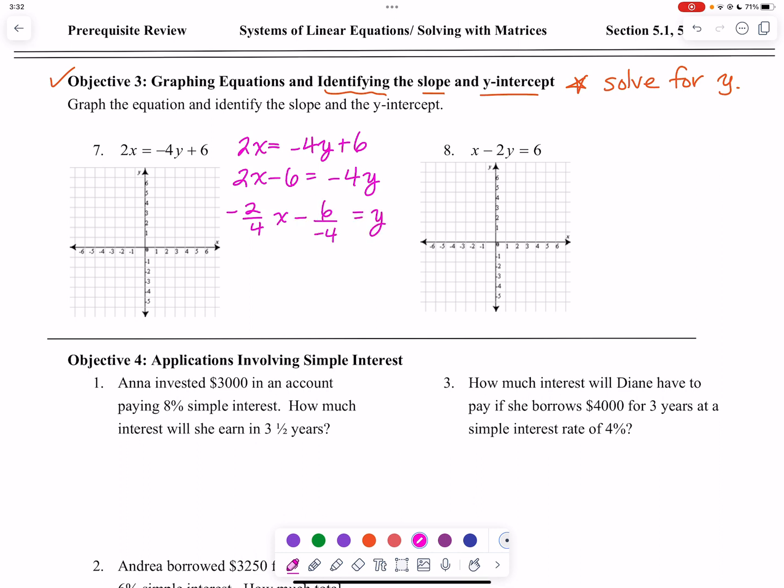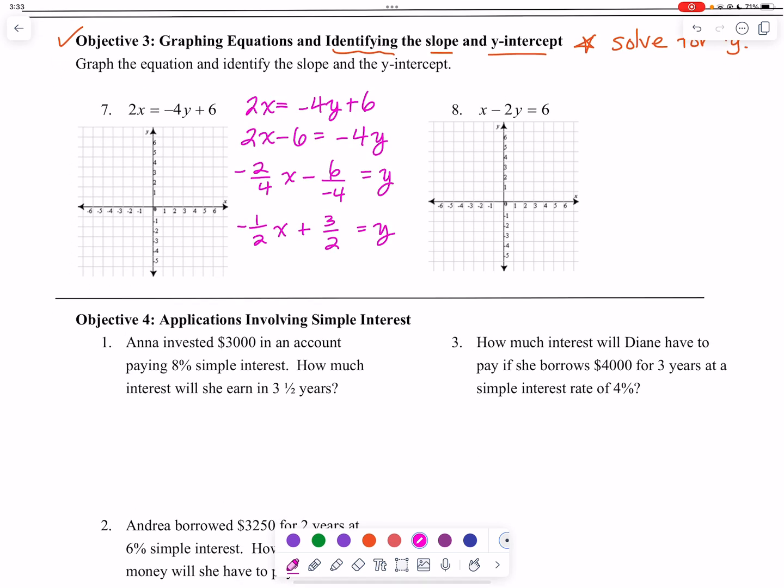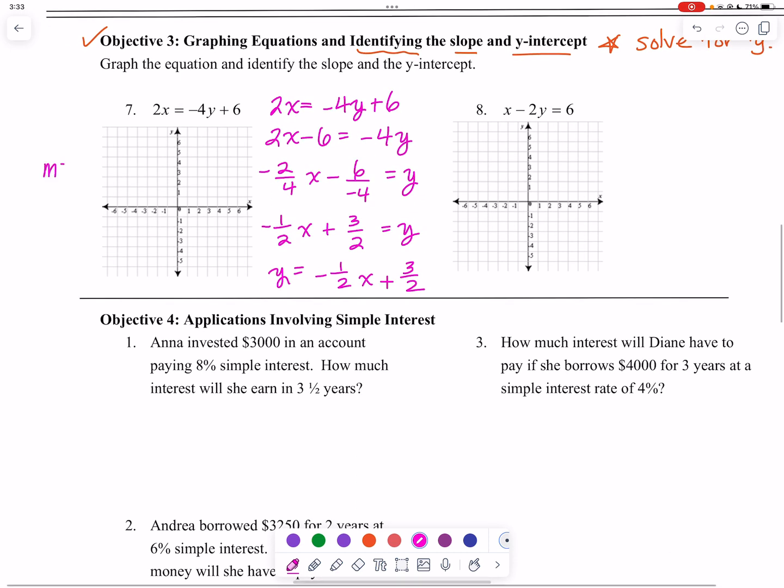And let's clean this up again a bit. And that would be a positive 3/2 equals y. So as you can see, I'll turn this around. We have here that our slope equals -1/2 and our y-intercept equals 3/2.